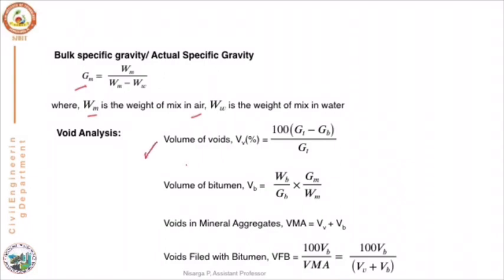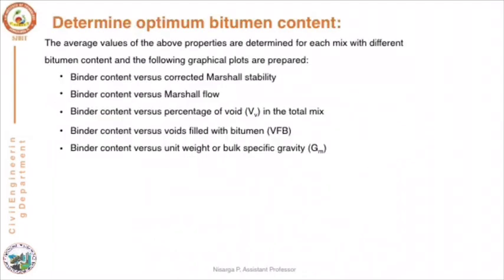Determine the volume of voids, volume of bitumen, volume of mineral aggregates, and voids filled with bitumen using these expressions. Once the volumetric analysis is done, the next step is to determine the optimum binder content. The optimum binder content will be determined based on the average value of the above properties that are determined for each bituminous mix with different bituminous content.